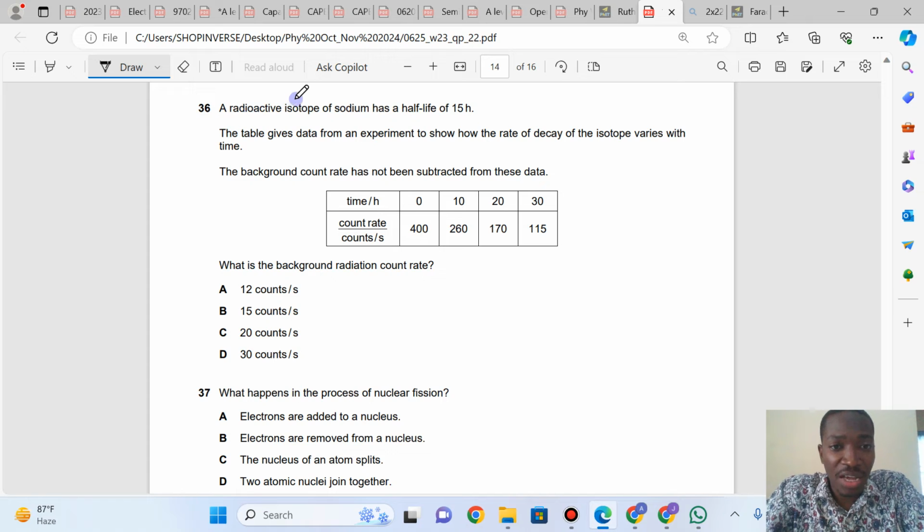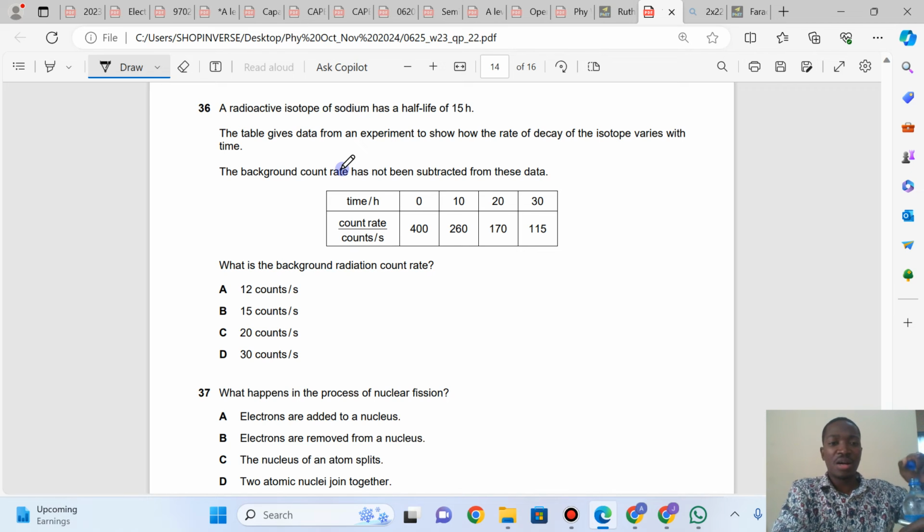A radioactive isotope of sodium has a half-life of 15 hours. This question is technical. The table gives data from an experiment to show how the rate of decay of the isotope varies with time. The background count rate has not been subtracted from this data. What is the background radiation count rate?